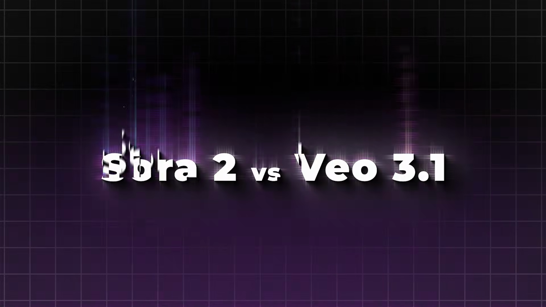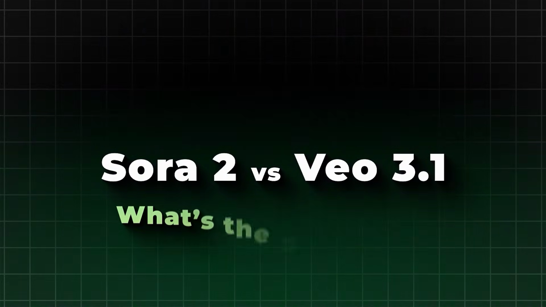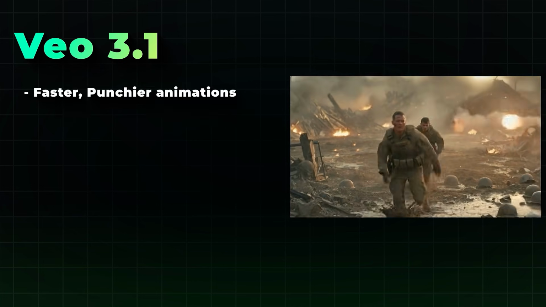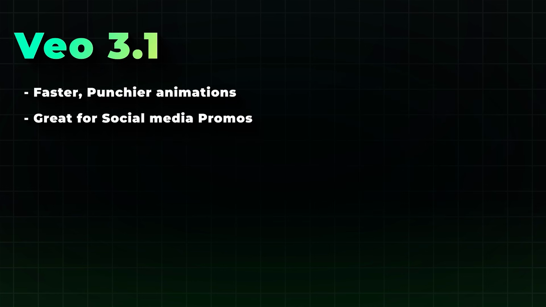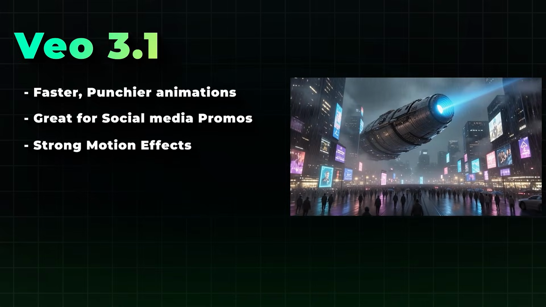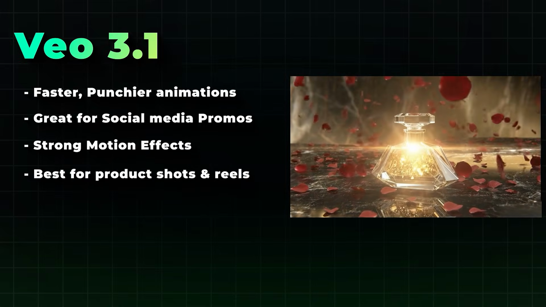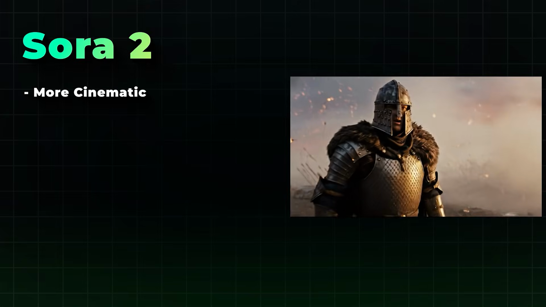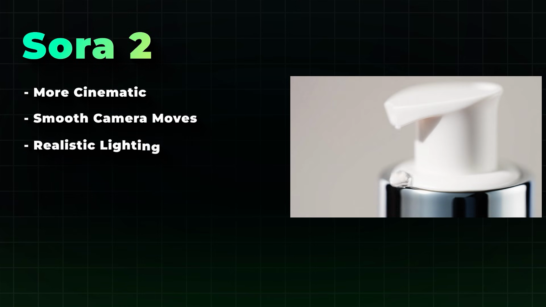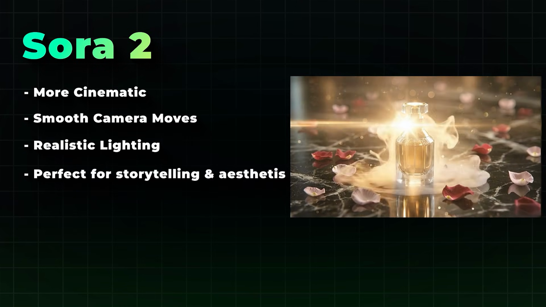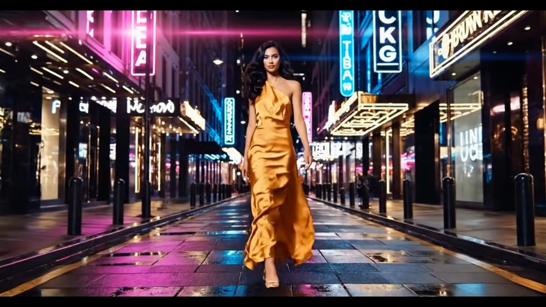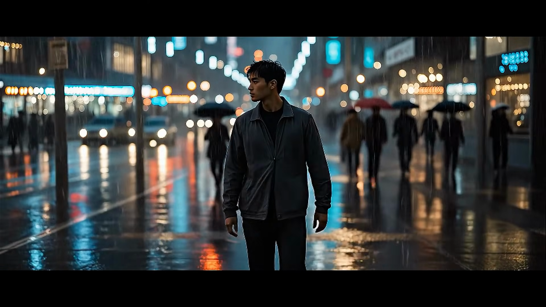Sora 2 versus Veo 3.1. So what's the difference? Veo 3.1: faster, punchier animations. Great for social media promos. Strong motion effects. Best for product shots and reels. Sora 2: more cinematic. Smooth camera moves. Realistic lighting. Perfect for storytelling and aesthetics. No matter which one you choose, Filmora handles all the heavy lifting.